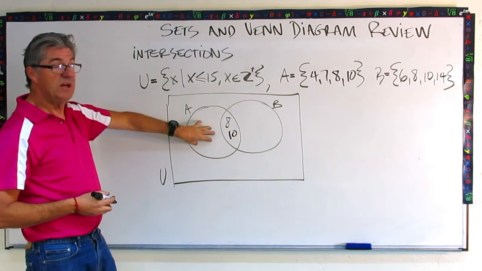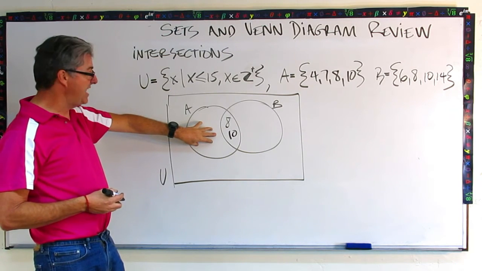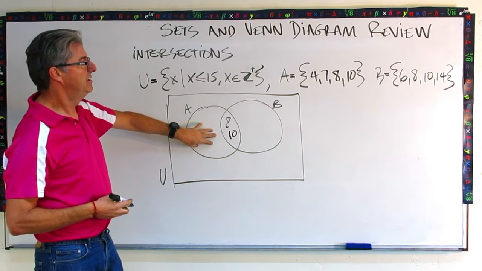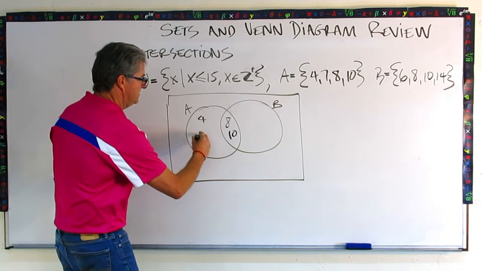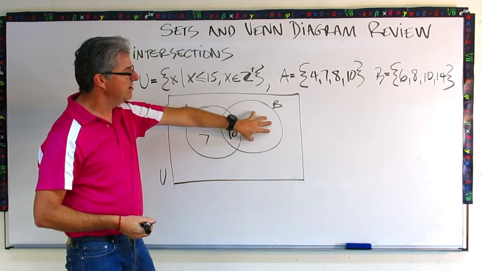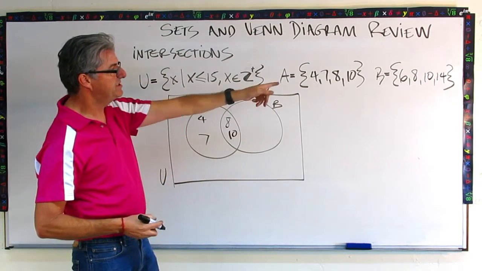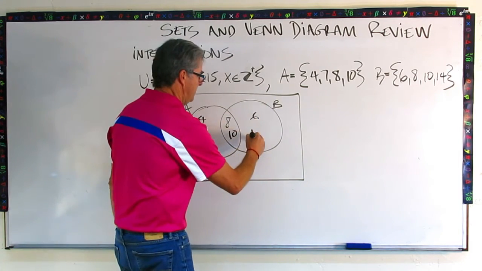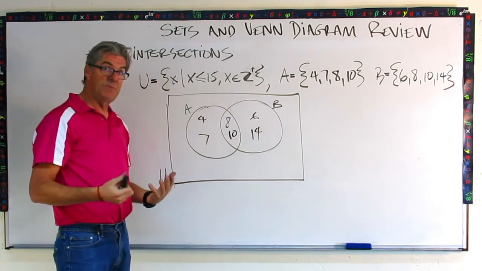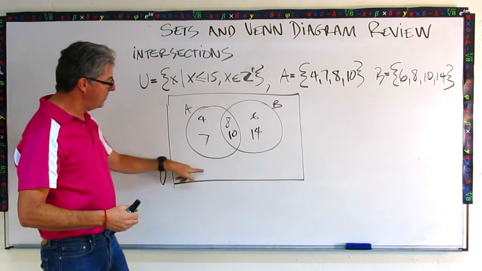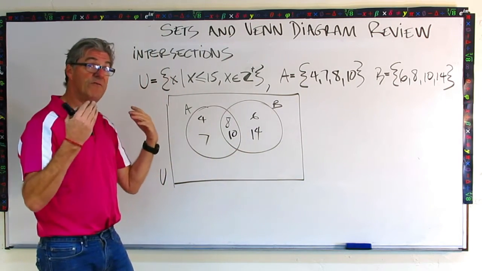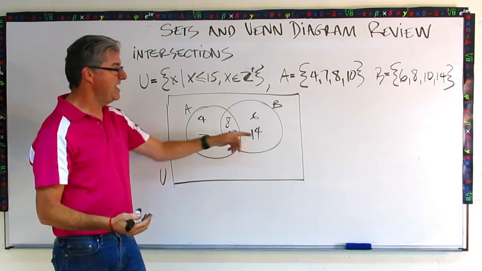Now this portion contains all the elements in A that are not in B. So this would be 4 and 7. And this part here contains all the elements in B that are not in A. So that would be 6 and 14. Now here's the last step that people forget. You need to put the elements outside that are in our universal set that aren't in A or B.